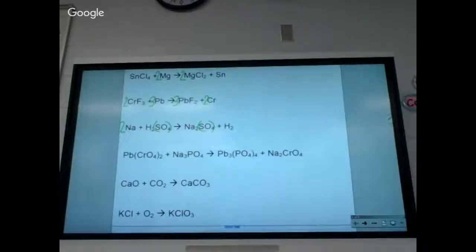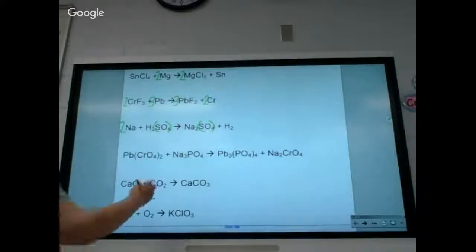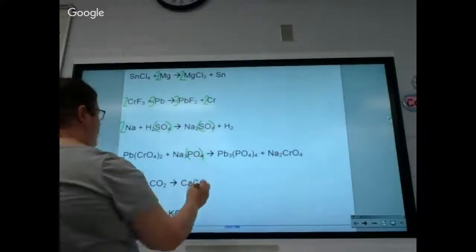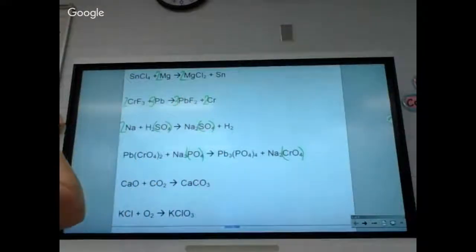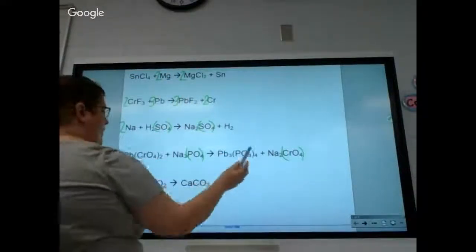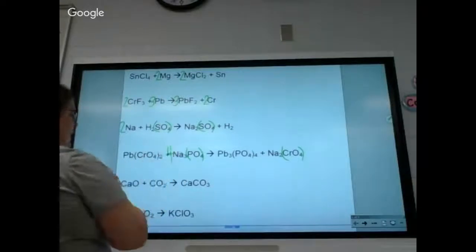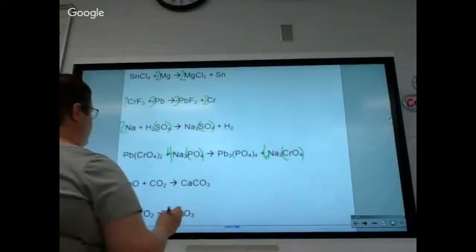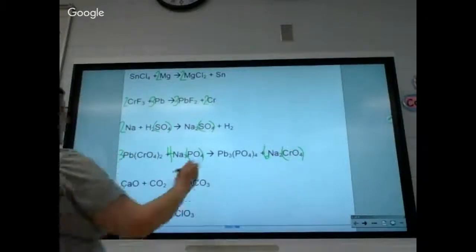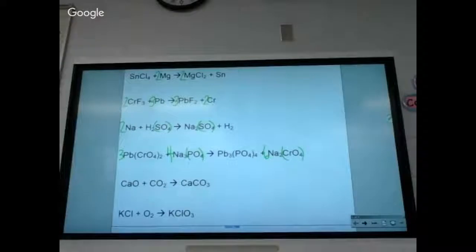Okay. And then you got to this one and you have some parentheses again. So you put parentheses here and you put parentheses here. And you said, I have 4 phosphates, so I'm going to put a 4 there. And that made 12 sodiums, so you're going to put a 6 there. 6 chromates, so you're going to put a 3 there. 3 leads, 3 leads. Okay?